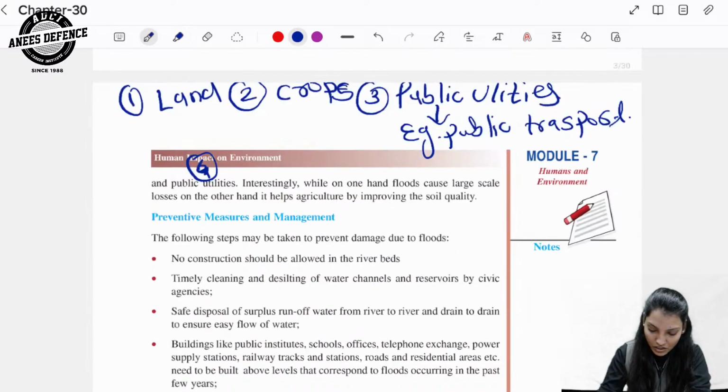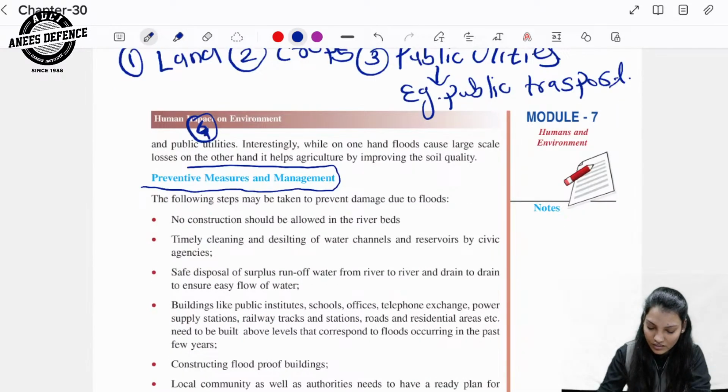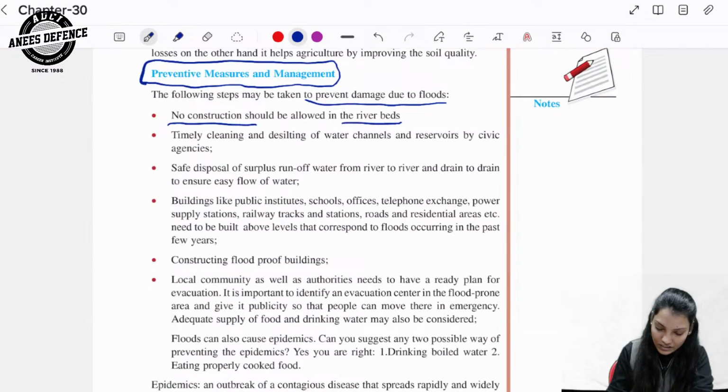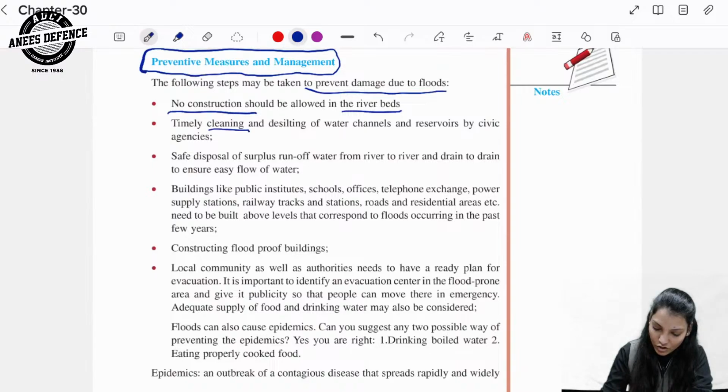Now we are looking at the preventive measures and management of the flood. There are steps by which we can control the flood and prevent the damage due to floods. First one is, we should not allow any construction in the riverbed. We should clean the water channels and reservoirs, and ensure safe disposal of the surplus water from the river. This is also very necessary to avoid flood-like conditions.